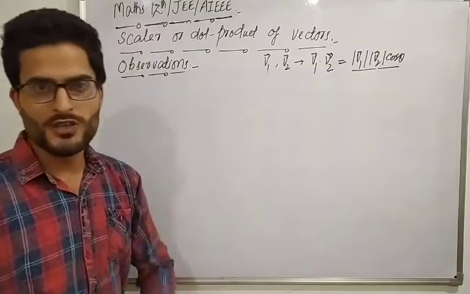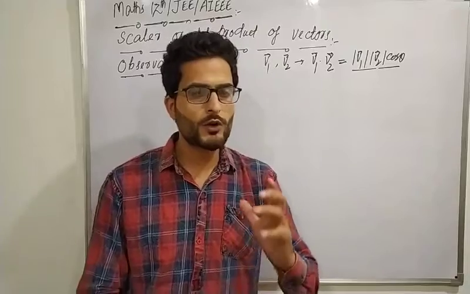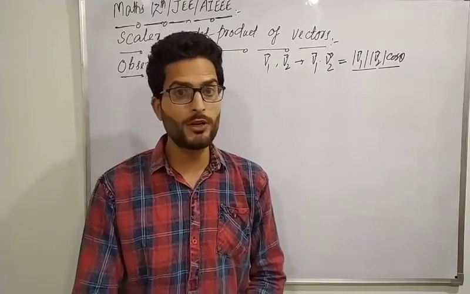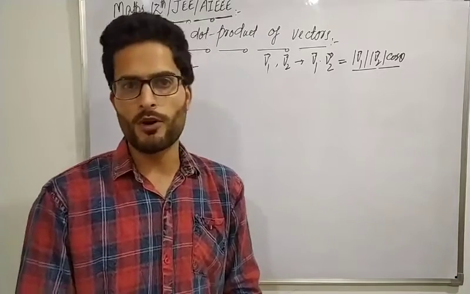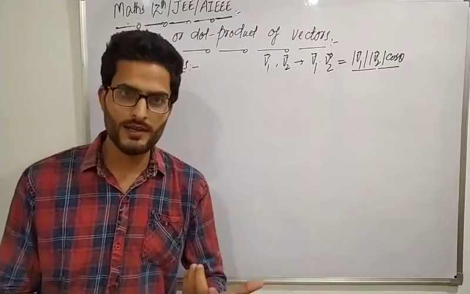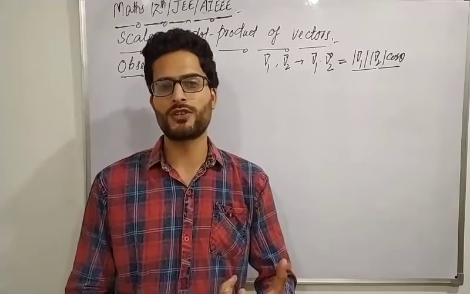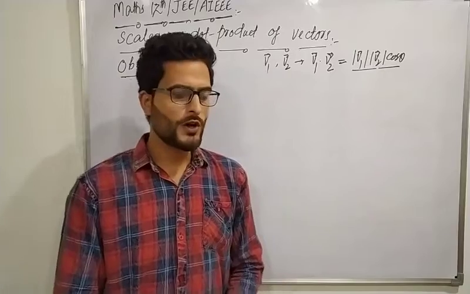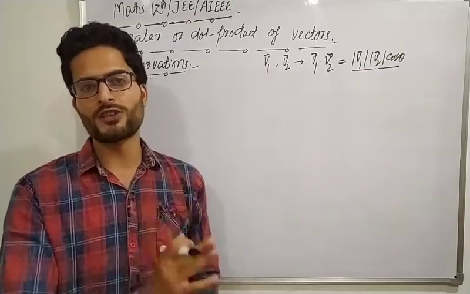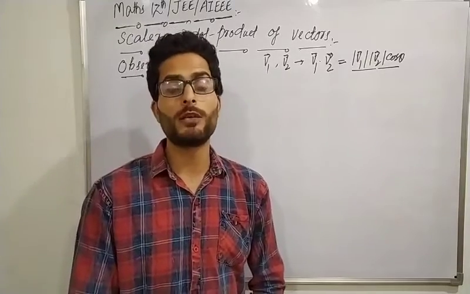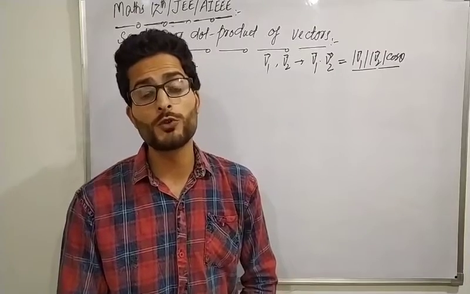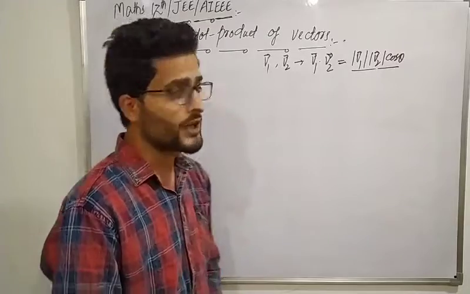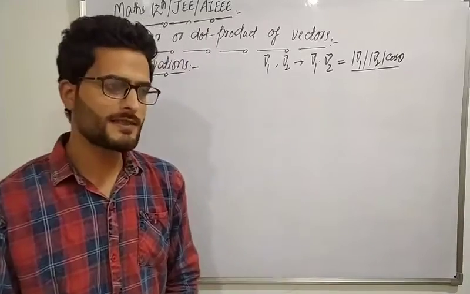The second observation: if v1 and v2 are two proper vectors perpendicular to each other, the angle between them is 90, then their dot product is obviously equal to 0. And conversely, if the dot product of two proper vectors is 0, then they must be perpendicular to each other. So two proper vectors are perpendicular to each other if and only if their dot product is equal to a 0 scalar. These were the three observations that we have discussed in the previous class.